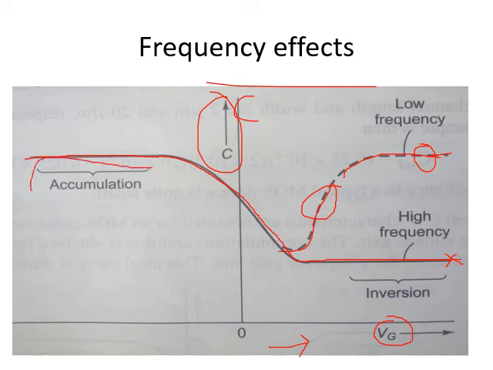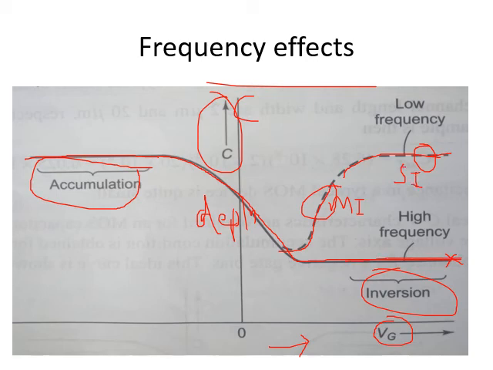So you need to remember accumulation. Here comes depletion. Here comes inversion, correct? In inversion, again we have moderate inversion and strong inversion. For high frequency, the capacitance remains at C minimum. So this is C minimum. Here somewhere comes C flat band, which is between accumulation and depletion. Here comes COX, which is the maximum, which is epsilon OX by TOX.